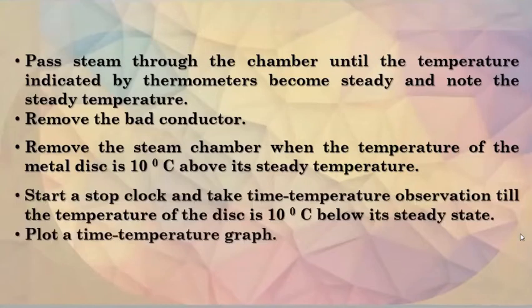Then pass steam through the chamber until temperature on thermometer becomes steady. When the temperature reaches steady state, remove bad conductor. And when the temperature of disk reaches 10 degrees Celsius above steady state, remove steam chamber as well. After that, start stop clock and take time temperature observation till the temperature of disk falls 10 degrees Celsius below its steady state, and plot a time temperature graph.